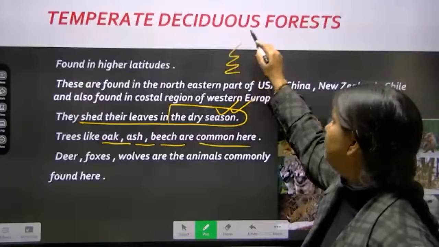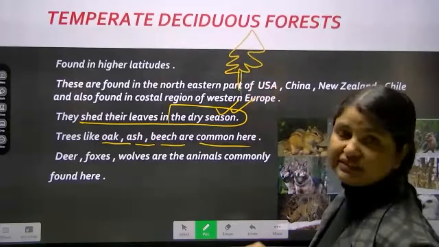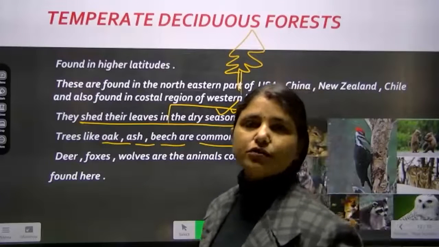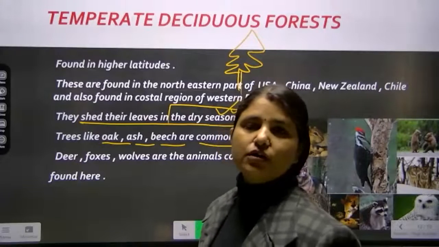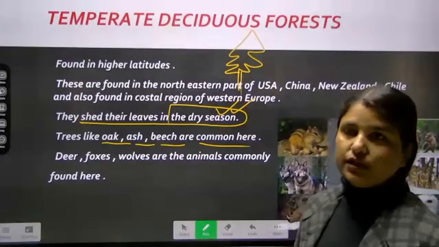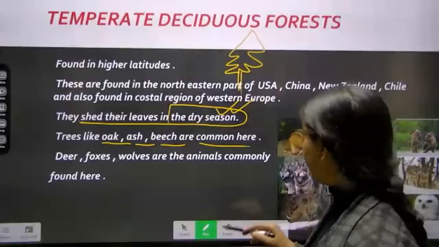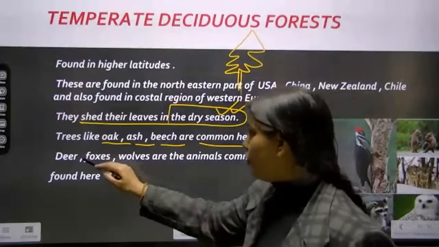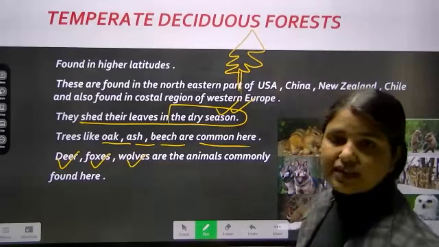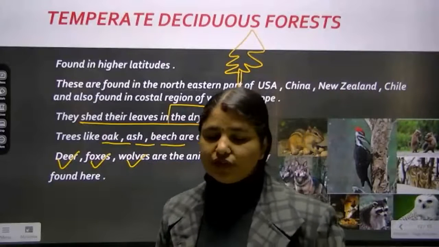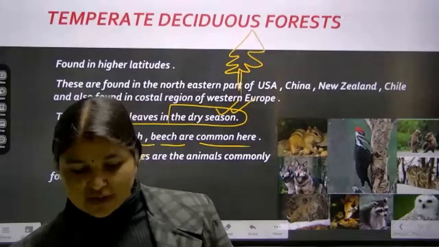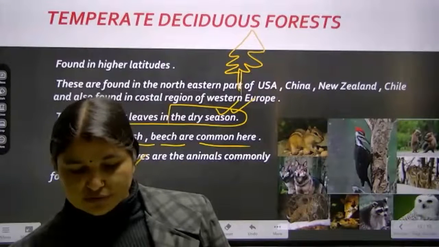Just like the Christmas tree, that type of trees are there because these are in the higher altitude, and in higher altitude snow falling happens over there. To protect themselves from that snowfall, they grow in this shape. After that, the animals which are common over here are deer, fox, wolves. These are the common animals which we find over here.